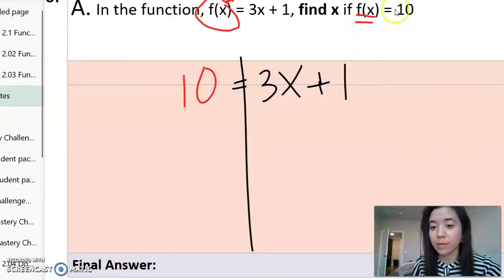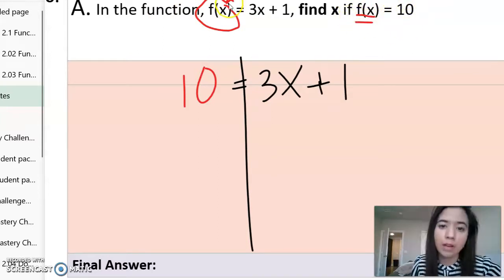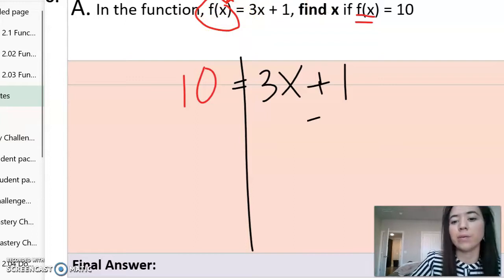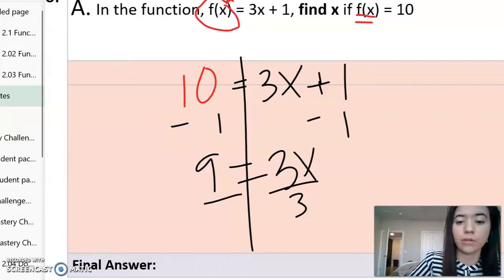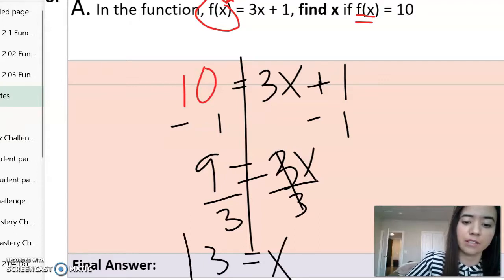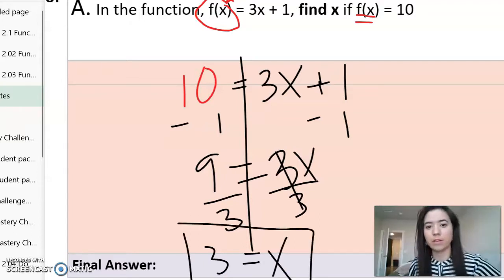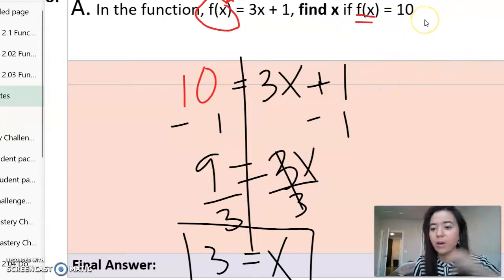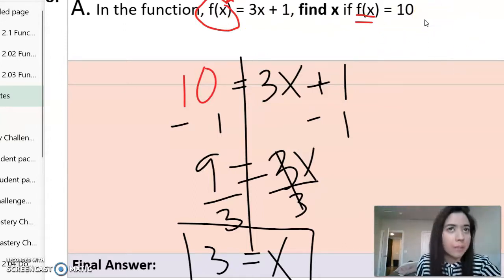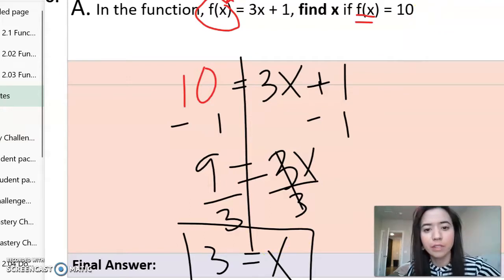So again, we just substituted here. We had f of x equals 10, so I can substitute that in where f of x is. And now we solve. Minus 1 from both sides. 9 equals 3x, divided by 3. And 3 equals x. So when my function equals 10, when f of x is 10, when 10 is my output, my input is 3. Okay.